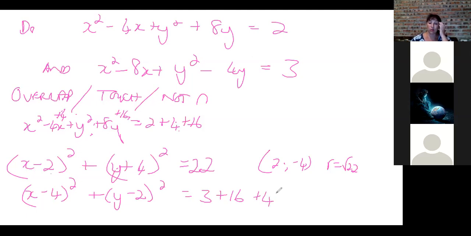Okay, you guys must just double check me, okay? If I squared that out now, I would get that plus 16. That's why I needed to add 16. And if I square that out, I'm going to get y squared minus 4y plus 4, which I must add to the other side. Okay, so that ends up being 23. So radius root 23, and center (4, 2). Opposite signs, okay?